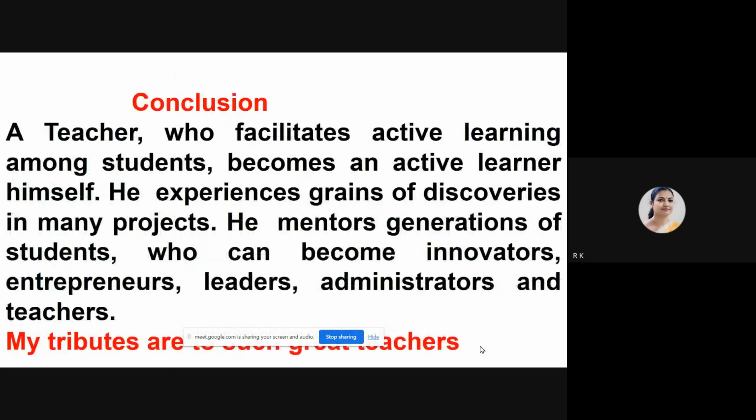Let's develop a unique teaching methodology for us to be very unique and stand differently in front of others. To conclude, a teacher who facilitates active learning among students becomes an active learner himself. He experiences grains of discovery in many projects. And he mentors generations of students who can become innovators, entrepreneurs, leaders, administrators and teachers. So my dear friends, my tributes are for all the great teachers.